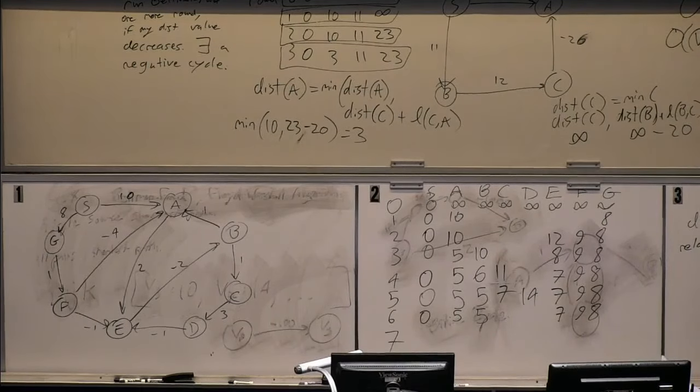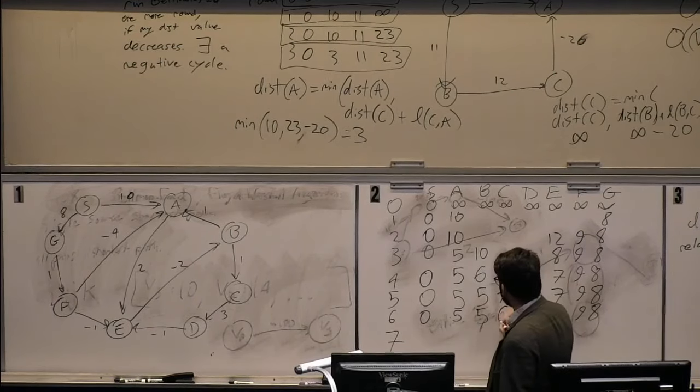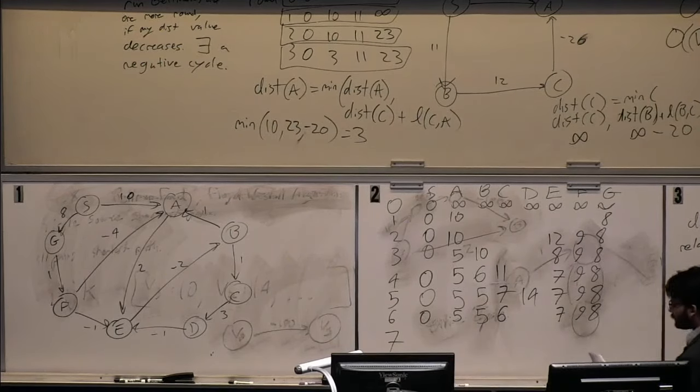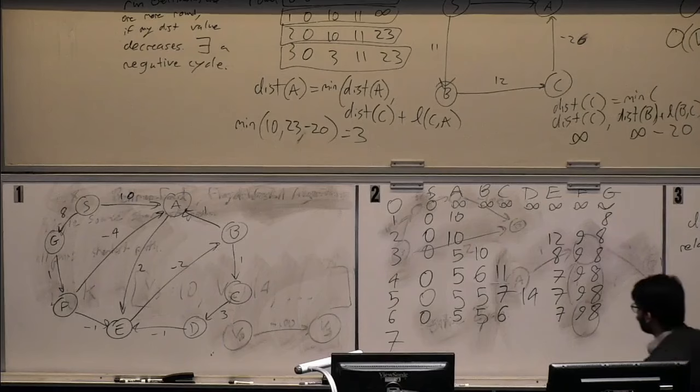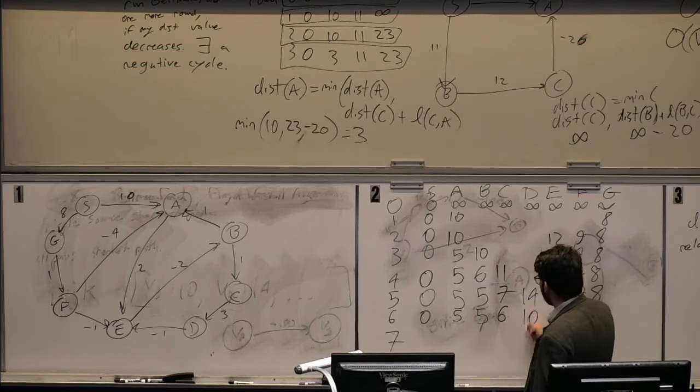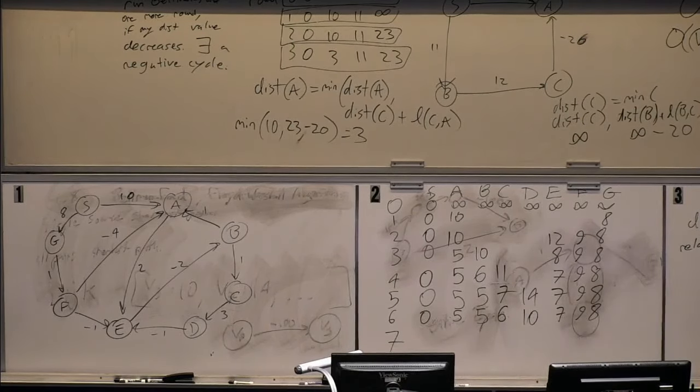C and D. C has an incoming edge from B, and B has been recomputed from 6 to 5. So we have to go 5 plus 1 instead of 6 plus 1. So this is going to be a 6. And D has an incoming edge of 3 from the previous round's 7. So instead of 11, this is going to be 10. 7 plus 3 is 10.